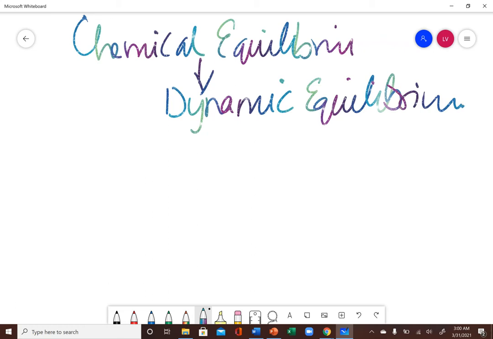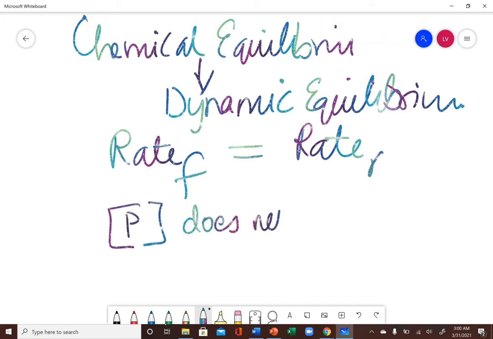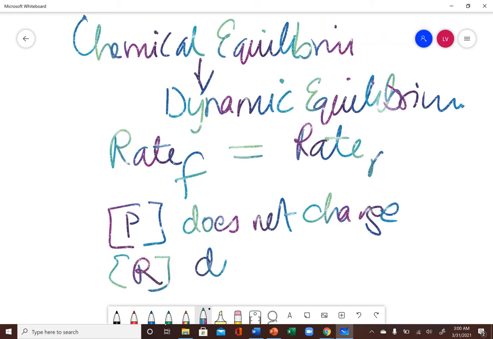So when equilibrium hits, the rate of the forward reaction equals the rate of the reverse reaction. When equilibrium hits, the concentration of the products does not change. The concentration of the reactants does not change.